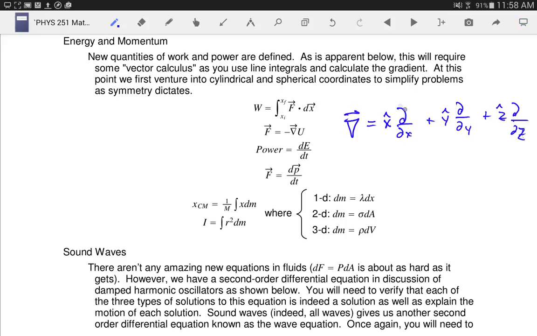But we have these d's here. Those are kind of funny looking d's, aren't they? They're kind of a cursive d. Those d's mean a partial derivative.